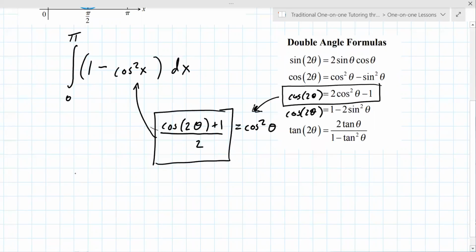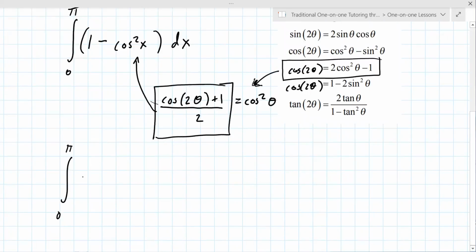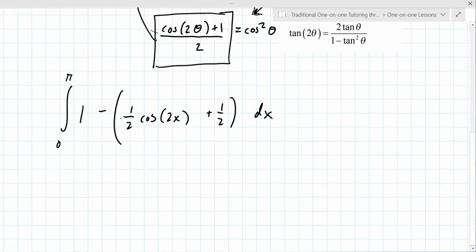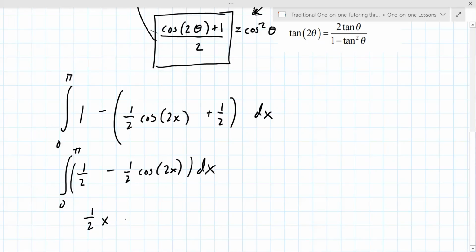All right. So we get the integral from 0 to pi of 1 minus, and then I'm just going to slightly rewrite this, 1/2 cosine 2x, and then plus 1/2 dx. So again, just a little simplifying here. When you distribute the negative in there, you get 1 minus the 1/2, which is 1/2, and then minus 1/2 cosine 2x. And we still haven't integrated yet. We're just simplifying here. So that becomes 1/2 x minus, now the antiderivative of cosine is sine.